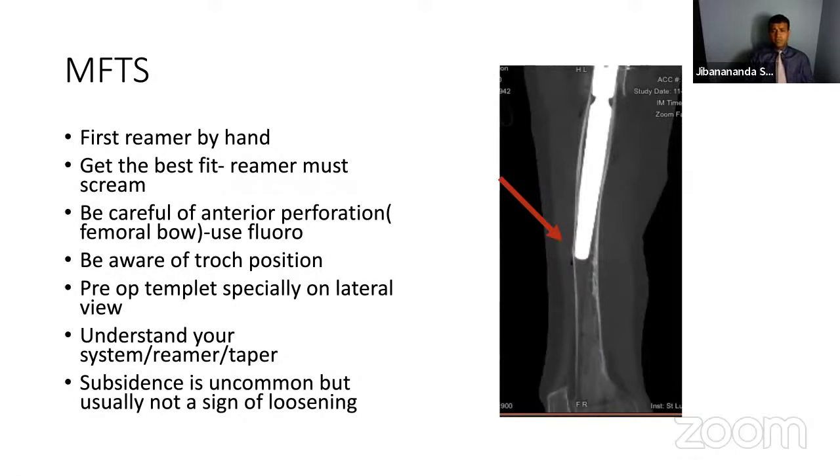Some of the tips and tricks of using a modular fluted tapered stem: I usually ream by hand, first reamer for sure by hand, and get the best fit reamer. The reamer must scream. If you do reaming, you can hear the screeching of the reamer. That is necessary for that thing to happen in most situations, except on severe bone loss where there's not much bone available. Obviously, don't expect that. It's not uncommon to perforate it anteriorly, especially in a short stature patient. The stems are typically around 140 centimeter length.